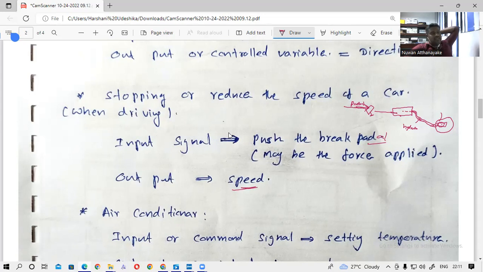We don't know the exact details of what is happening there; only mechanics know these things. But we have to identify what is the input, how the controlling part is handled, and what is the output. That's enough. So input will be the push to the brake pedal, and output may be the force on the brake pad or the speed.